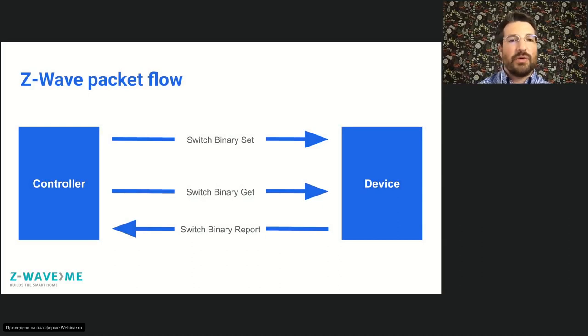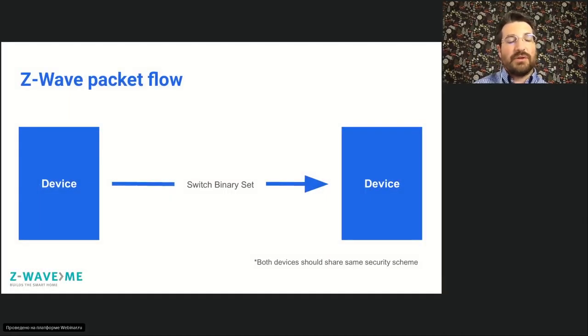In most cases, the controller is communicating with different devices. So in this example, the controller is sending a binary switch set, that means turn on some relay, and the controller can also request the current status, and the device will report it. So this is the typical packet flow. So a set command is usually just a single one, just tells you to do something, and the get command is always accompanied by a report.